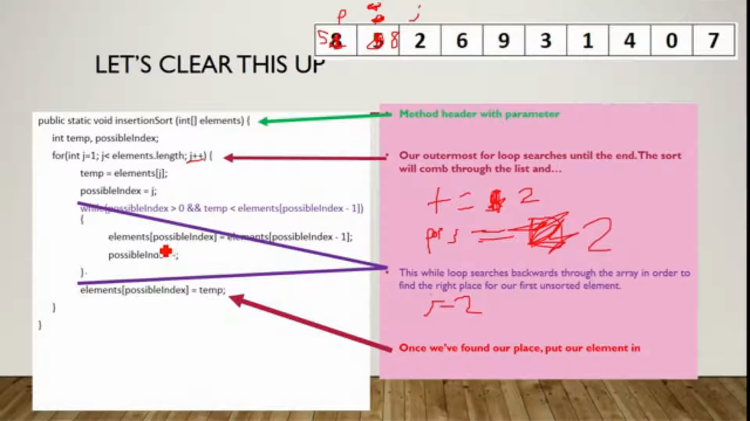And then we're going to set elements at possible index, which is 2, equal to the number before it, because temp is less than elements at possible index minus 1. So we change this one equal to an 8. And we subtract possible index by 1. This possible index was up here at 2, but now it's going to move back to 1.